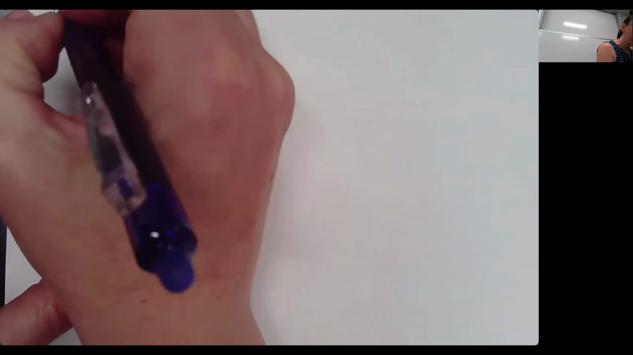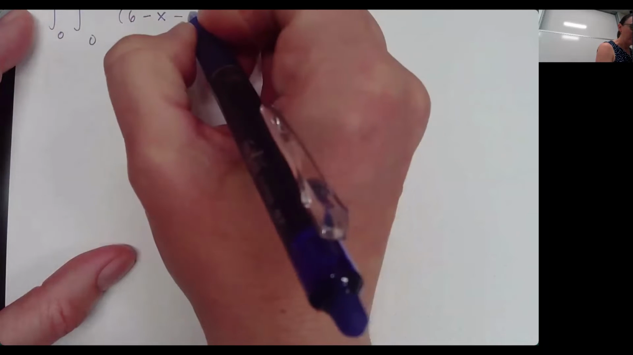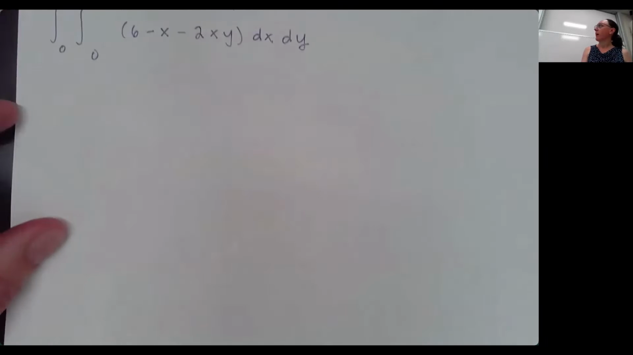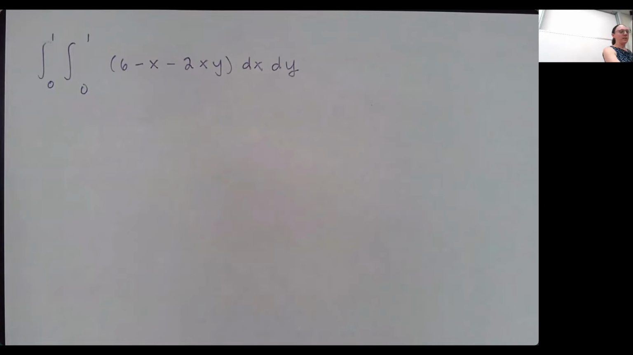I'm going to start with just some examples of practicing it, and then we'll talk about what the picture would look like to go with it for some context. So my first one on here, going 0 to 1, 0 to 1, 6 minus x minus 2xy dx dy. Okay, so the first thing that I want to focus in on is the notation.